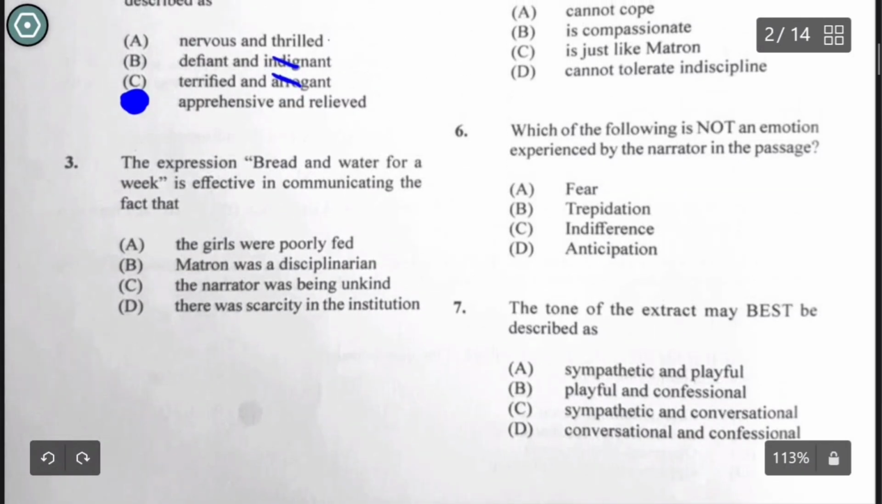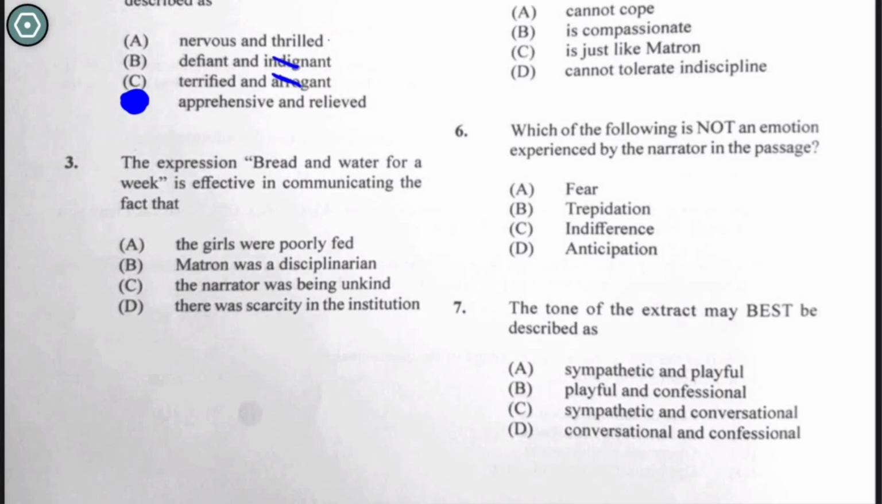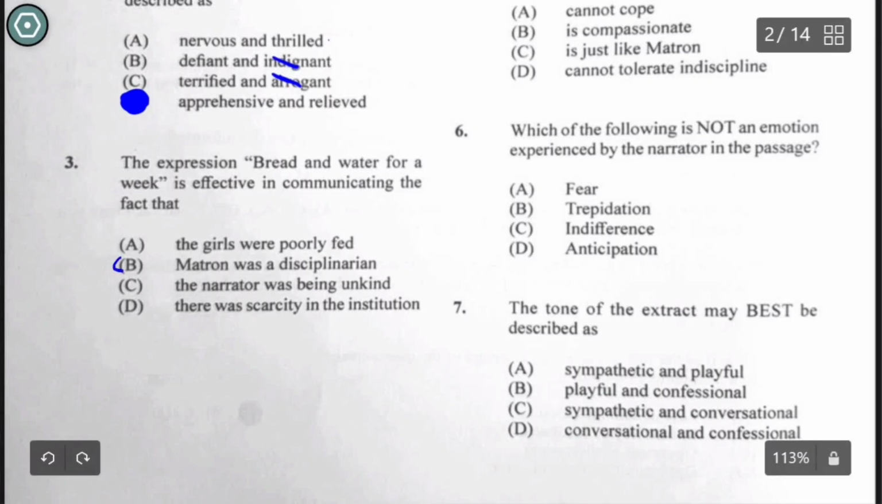Number 3, the expression bread and water for a week is effective in communicating the fact that A, the girls were poorly fed, B, matron was a disciplinarian, C, the narrator was being unkind, or D, there was scarcity in the institution. The best answer for this would be B, matron was a disciplinarian.